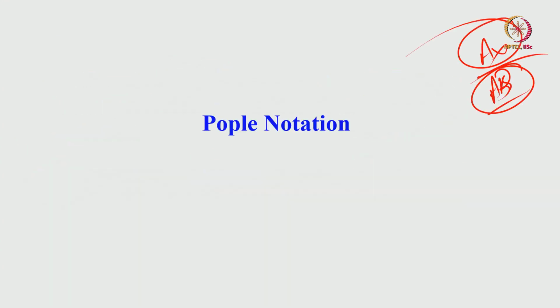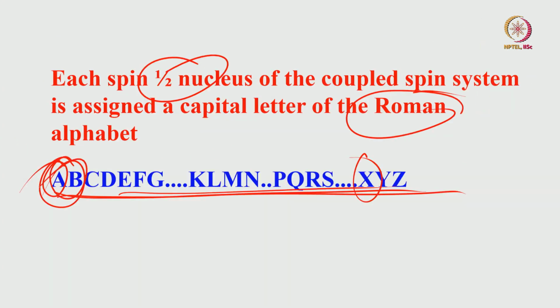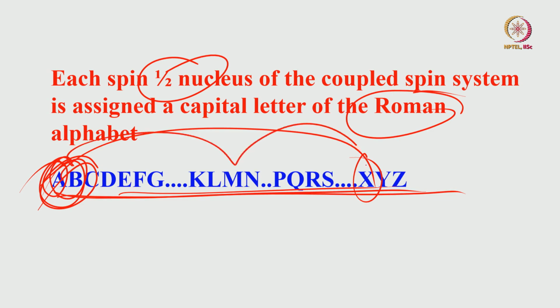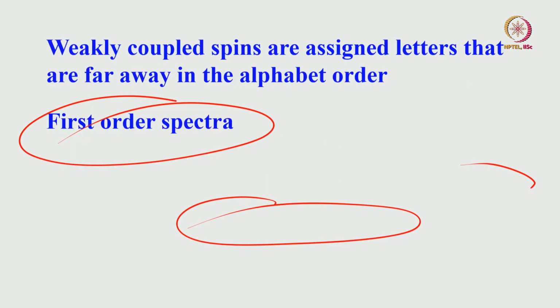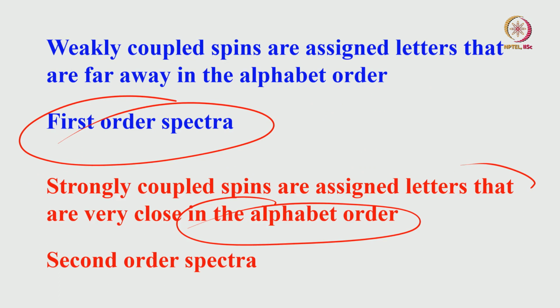For example, here AB is strongly coupled, ABC is strongly coupled. Here A and X is weakly coupled, M and X if you consider, that is also weakly coupled, because M is far away from A and X is far away from M, and A and X are again far away, they are weakly coupled. AB is strongly coupled, ABC is strongly coupled, like this. So, this is how you have to put a nomenclature for the coupled spin system.